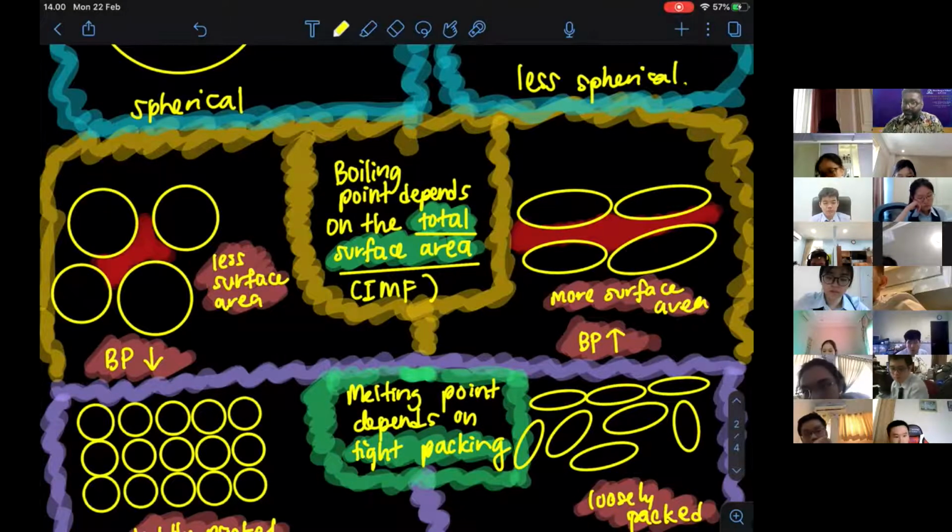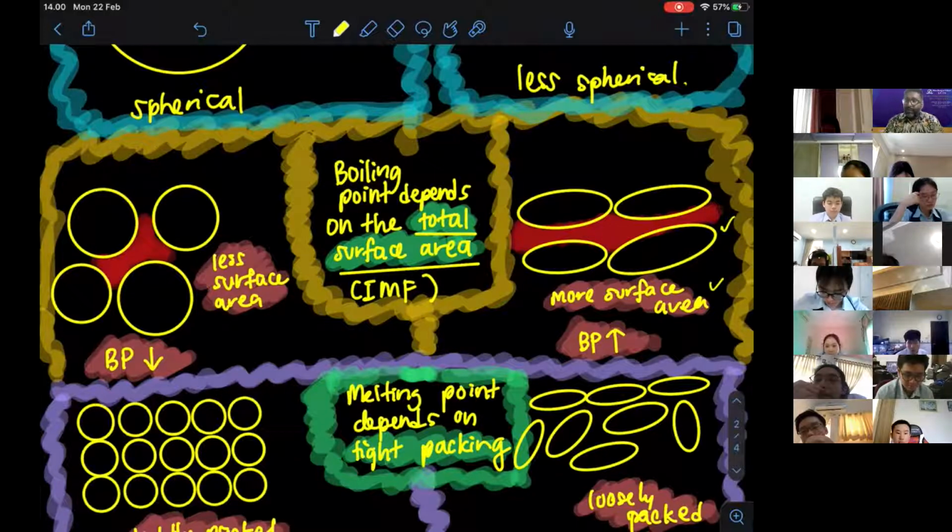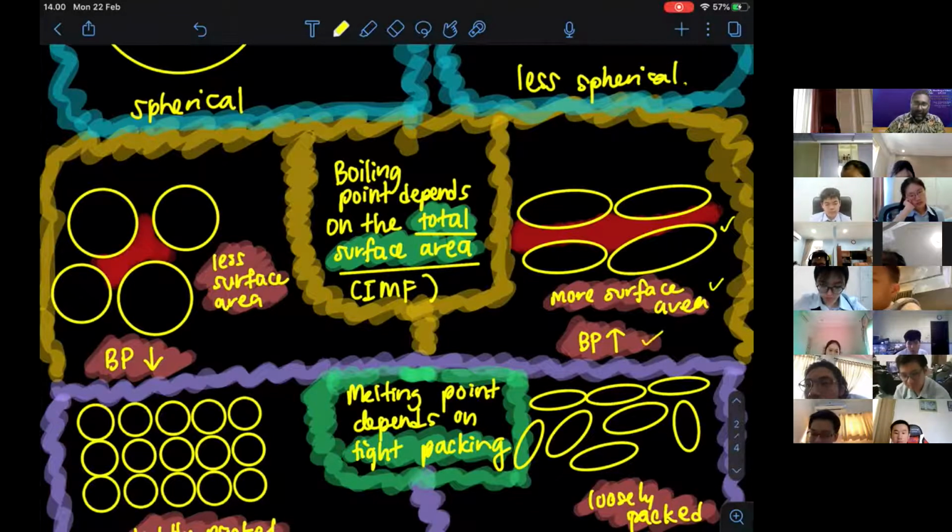Please remember this. The total surface area between molecules is lesser. If you look at this one, the oval, a bit elongated, you can see there is more surface area, more points of contact. If you have more points of contact, it means you have more intermolecular forces. Therefore, the boiling point for unbranched is higher. The boiling point for branched is going to be lower. That is going to be the explanation.